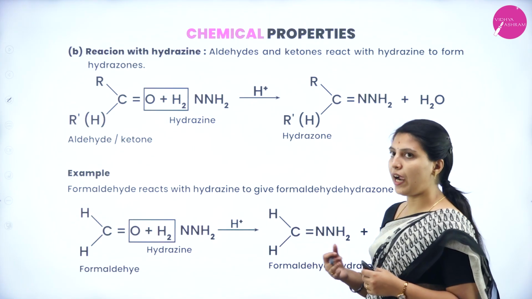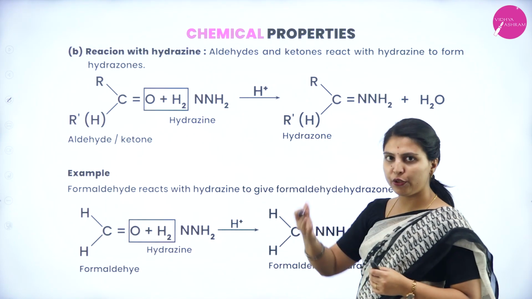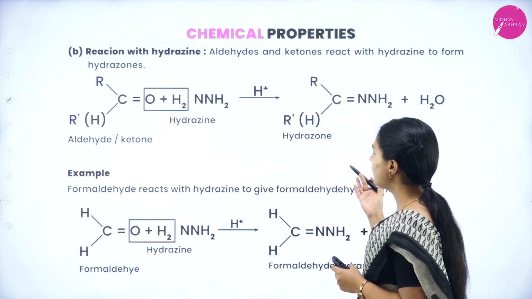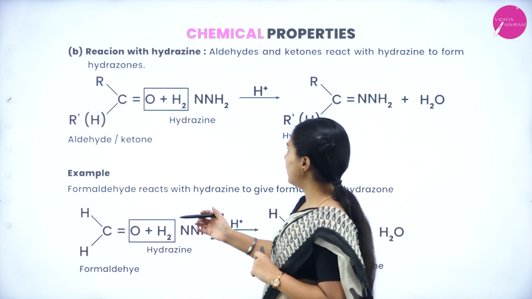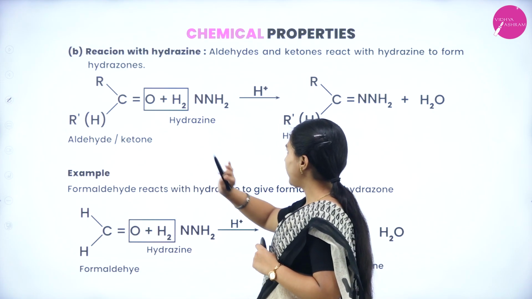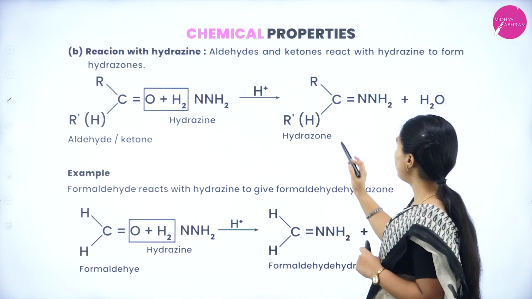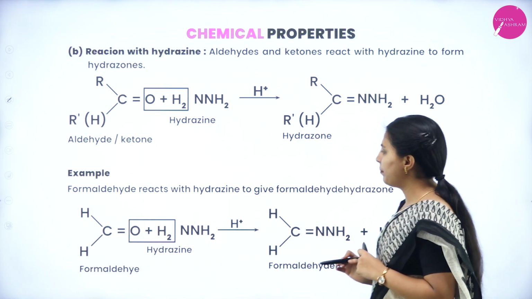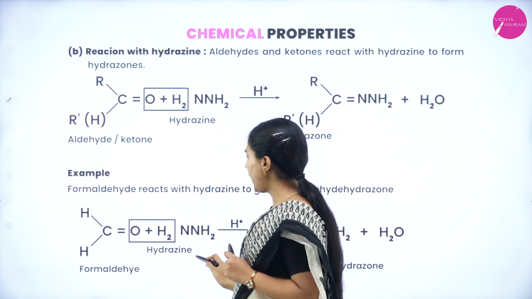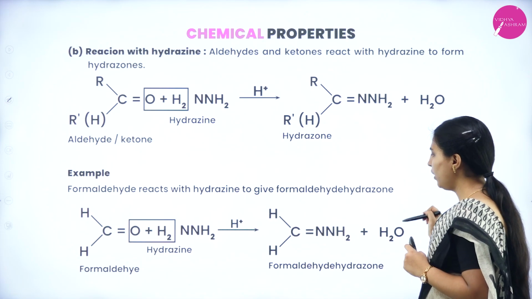Next, reaction with hydrazine. Hydrazine is NH2NH2, a derivative of ammonia. When aldehydes and ketones react with hydrazine, they form hydrazones. See here, an aldehyde or ketone reacted with hydrazine in the acidic medium will form a hydrazone, C=N-NH2. For example, when formaldehyde reacts with hydrazine in the acidic medium, formaldehyde hydrazone will form.